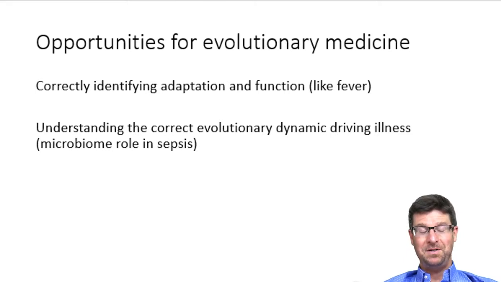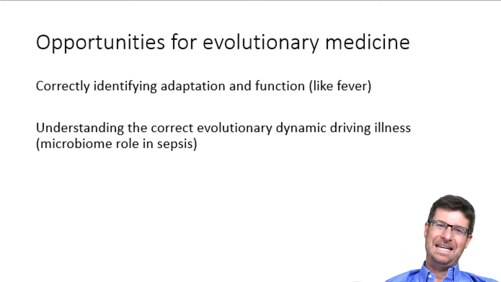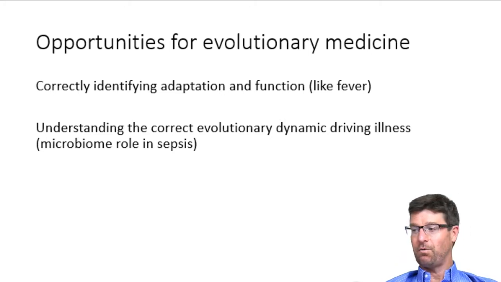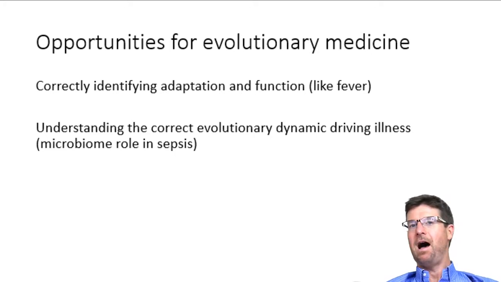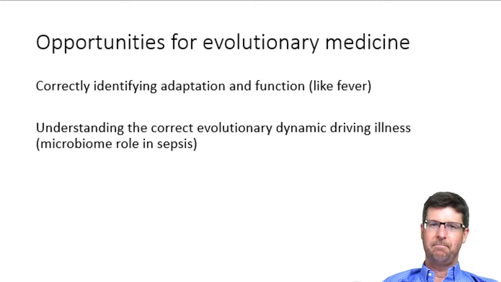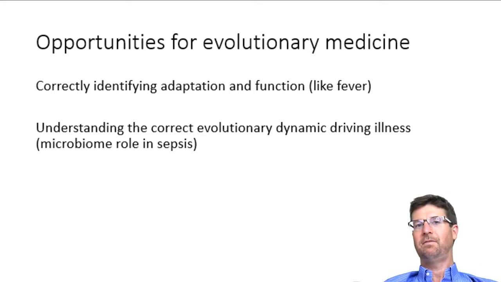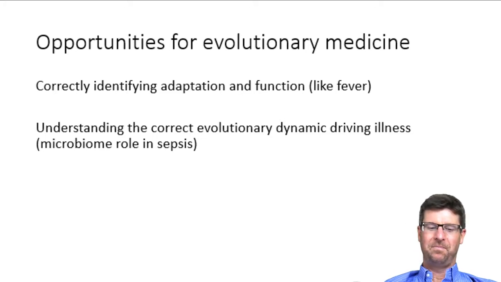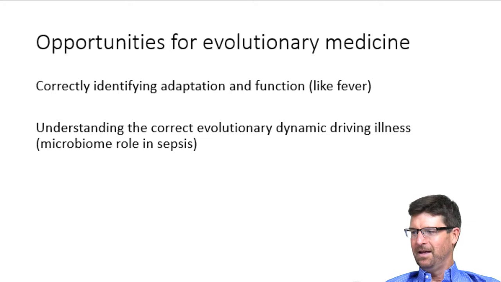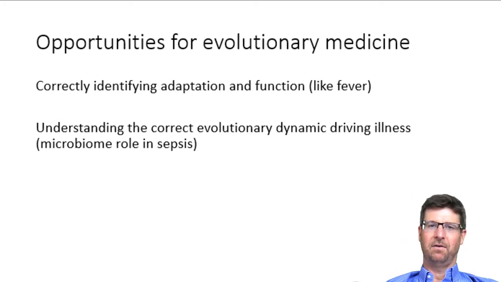So what do I think are those opportunities for evolutionary medicine? I think there's two. And this gets back to the beginning of this talk. Number one is correctly identifying adaptation and function. I've argued that fever is a host defense. I've argued that some things are not necessarily bad, like having a higher than normal blood sugar if you are sick in the hospital after trauma or in critical illness. Fever is a better accepted example of a host defense. We're still working out the details of the high blood sugar example. So that's number one, identifying adaptation and function for something like fever.